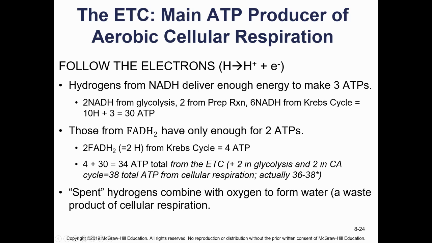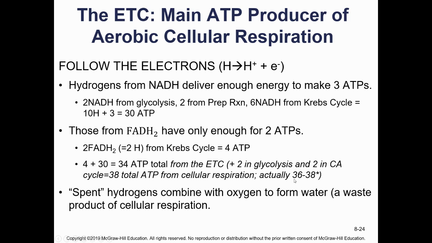The reality is probably closer to 30, because every now and then these taxi cabs decide that hydrogen's needed somewhere else, and they'll get short-circuited or detoured around, and those hydrogens will get used somewhere else. So 38 is in the perfect world, if every one of those gets shunted to the electron transport chain to where it needs to go and produces all the ATP it's possible to produce.